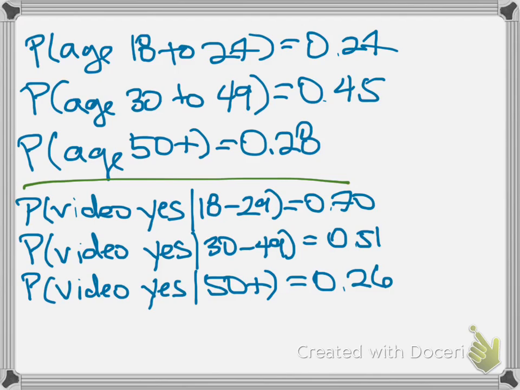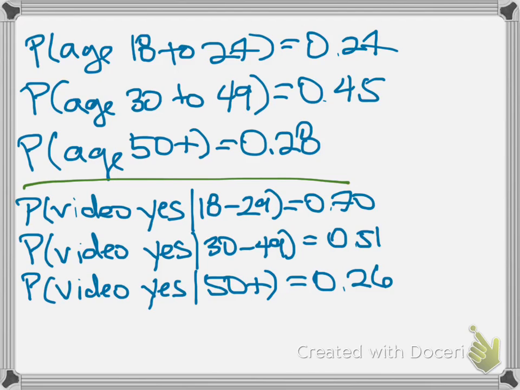The second three probabilities below the green line indicate the percentage of adult internet users in that particular age category that said yes, they do visit video sharing sites. So for the 18 to 29-year-old group, 70% of them said yes, they visit video sharing sites. For the 30 to 49-year-old group, 51% of them said yes to visiting those sites, and 26% of those ages 50 and older said that they visited video sharing sites. So you can see how we use that conditional probability notation to describe those conditional probabilities.